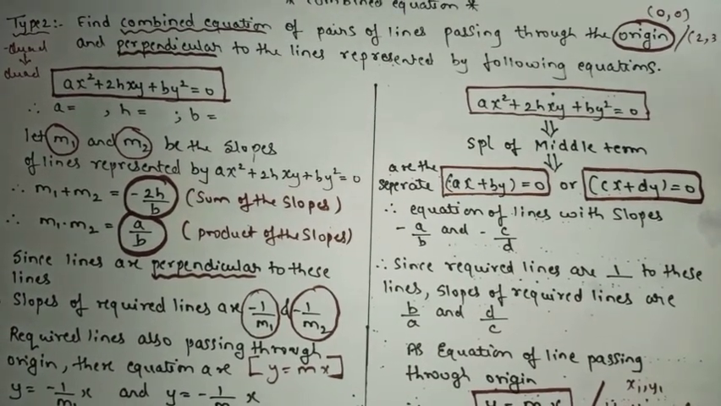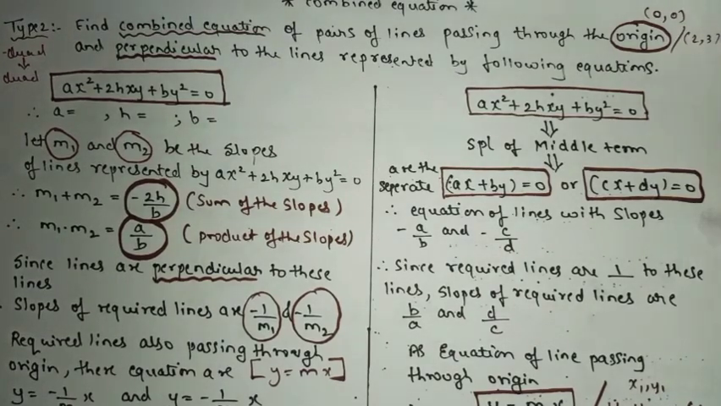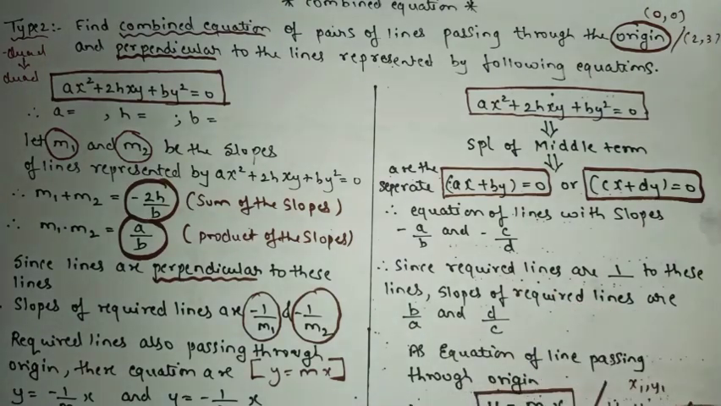We'll take the second example and we'll see now how to guess the method, which method will come, method number one or method number two, and then you have to apply that method and find the required combined equation. So let's see the second example now.